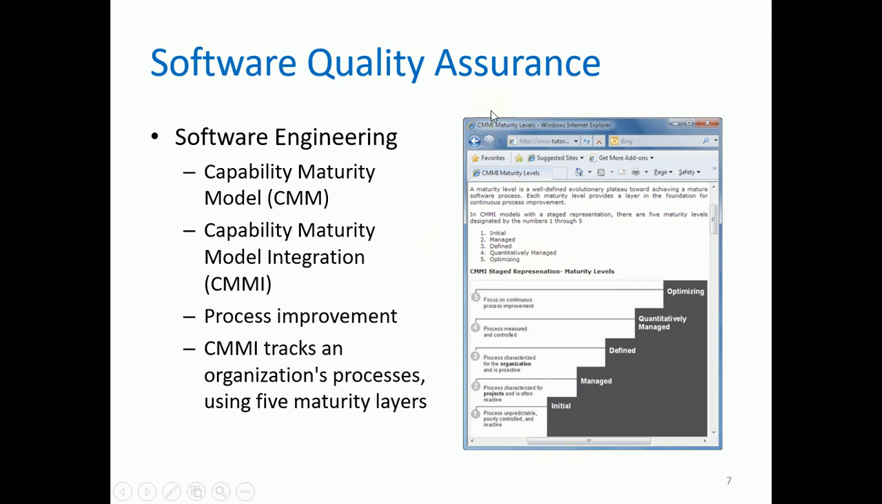So let's look at the image. For the initial level, the process is unpredictable, poorly controlled, and reactive. If it is maturity level 2, managed, the process is characterized for projects and is often reactive. Then maturity level 3, defined, the process is characterized for the organization and is proactive. Then quantitatively managed, where the process is measured and controlled. And of course, the highest maturity level for CMMI is optimizing, which focuses on continuous process improvement.